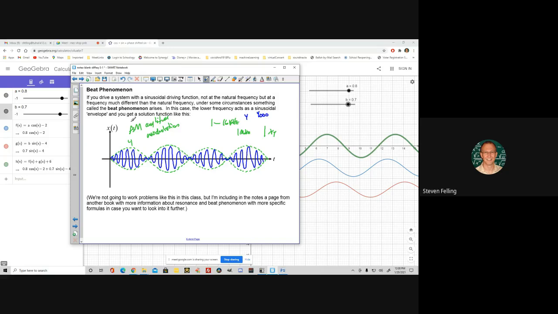Okay, we're not going to go into this in more detail, but if you want to read a little bit more of that, I included one page out of another textbook that talks a little bit more about resonance and beat phenomenon in your notes.